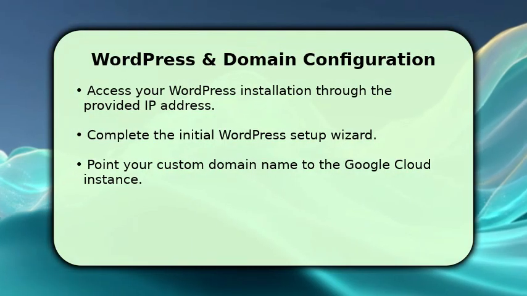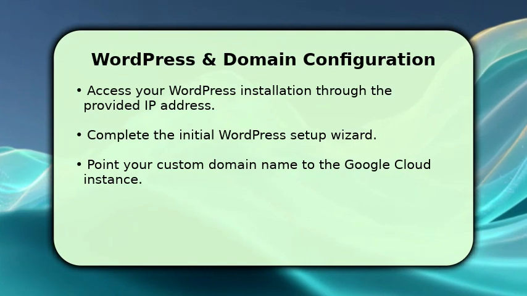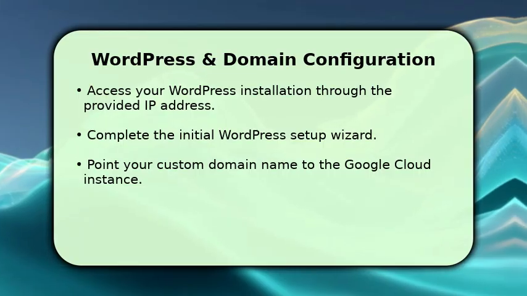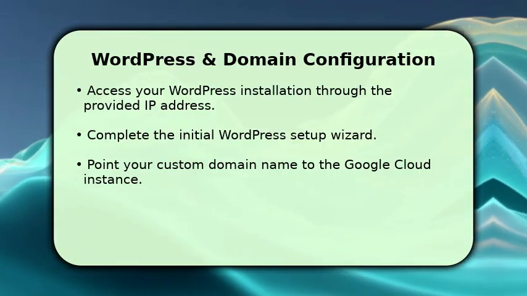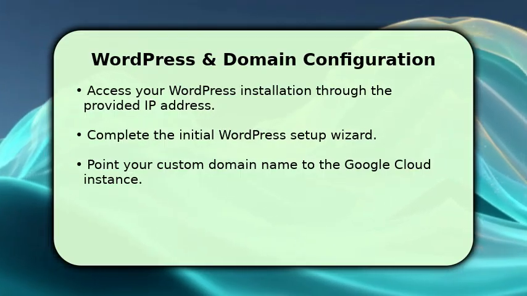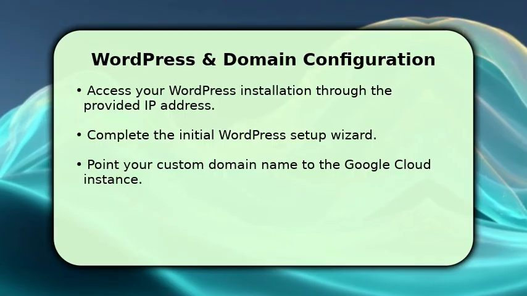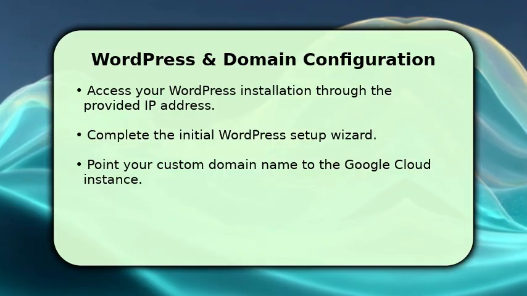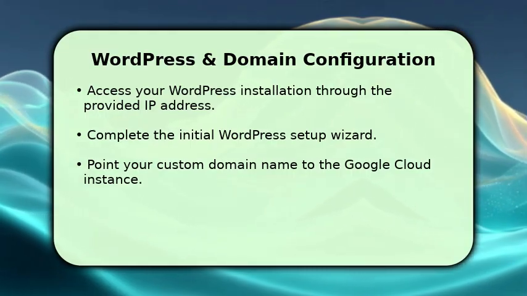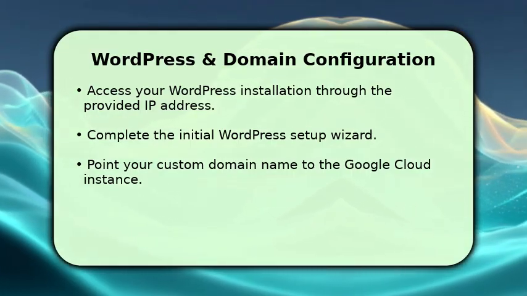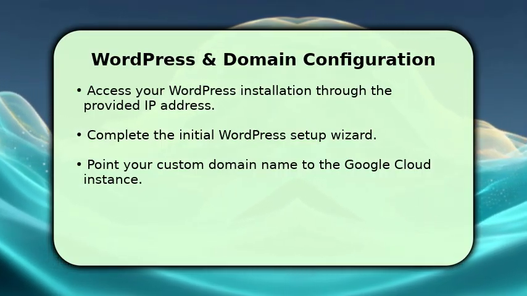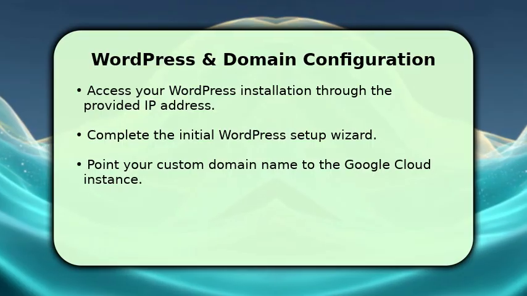With WordPress deployed, it's time for configuration. Access your new WordPress site using the public IP address provided by Google Cloud. Follow the on-screen prompts to complete the 5-minute WordPress setup, creating your admin user and site title. Next, update your domain's DNS records to point to your Google Cloud instance. Finally, install an SSL certificate, such as a free Let's Encrypt certificate, to enable secure HTTPS for your website.